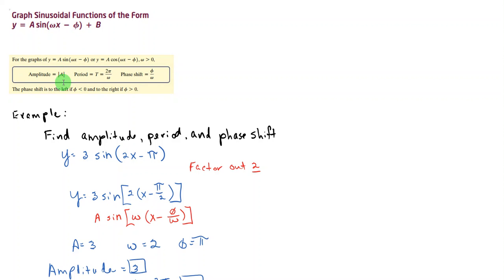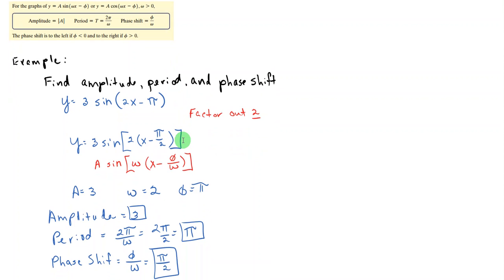We have an amplitude that is the absolute value of A. Period is 2 pi over W. Phase shift is phi over W. So if we are doing this, there's a couple of things that we have to do.